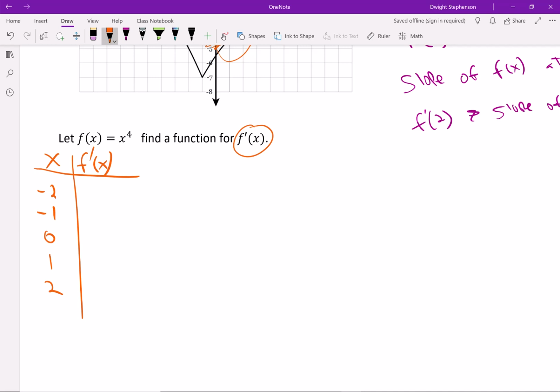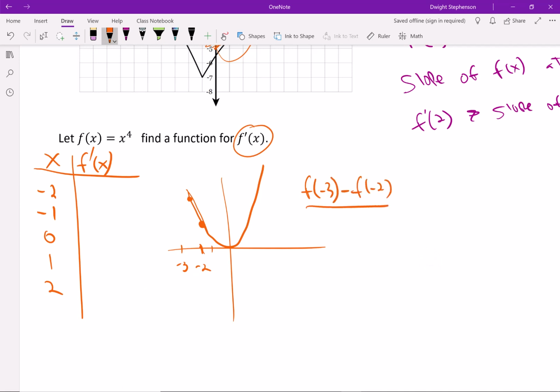And so the way we do that is, x to the 4th looks like this. If I wanted the slope at negative 2, that's here. So maybe the first thing we do is find the slope between negative 3 and negative 2. In order to do that, we would say f of negative 3 minus f of negative 2, over negative 3 minus negative 2. And this is going to give us an approximation. It's not going to be a great approximation, but it will be decent.